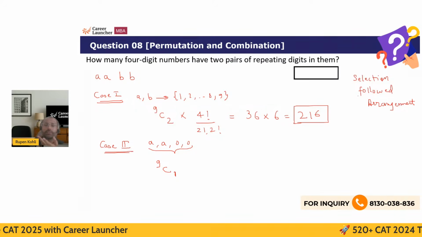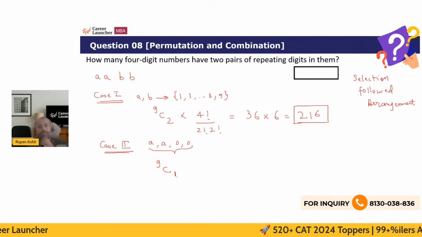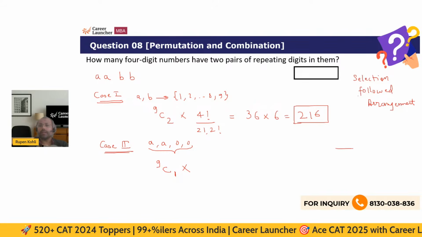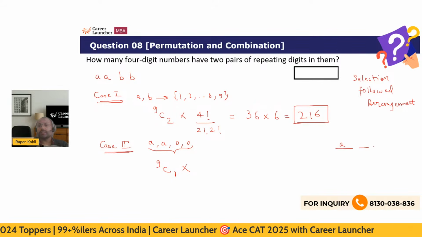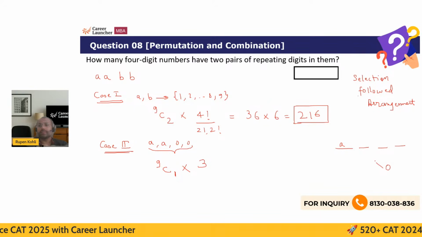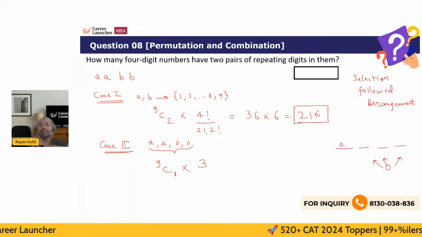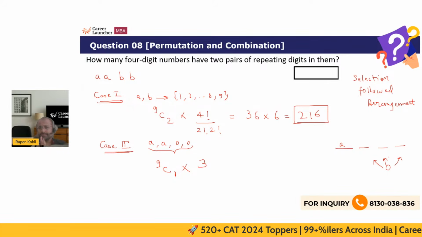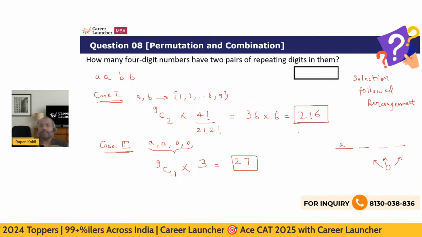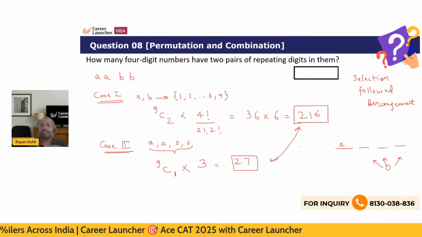So if B is 0, then the digits become AA00. Then A can be selected in 9 ways, 9C1. And then how many ways can we arrange AA00? The thousands place digit must be A. Of the other three places, one of them has to be 0. So 3 ways that you can decide where 0 will come. Once you have decided where 0 will come, everything else is A. So 3 ways to arrange. So 9 into 3, 27 numbers, 216 plus 27. So that is 243, the answer.